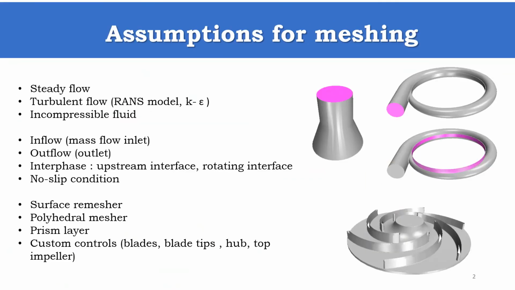For the generated mesh, a steady and turbulent flow was assumed for both incompressible fluids. The inlet and outlet of the pump were set as mass flow inlet and outlet, and interfaces were established at the upstream and over the rotating zone. For the mesh, polyhedral mesher was used and prismatic layers were included. Surface remesher was used and custom controls were created over the blades, the blade tips, the hub, and the top of the impeller.